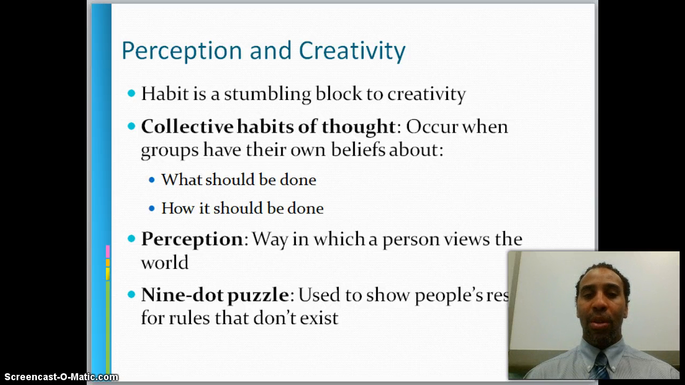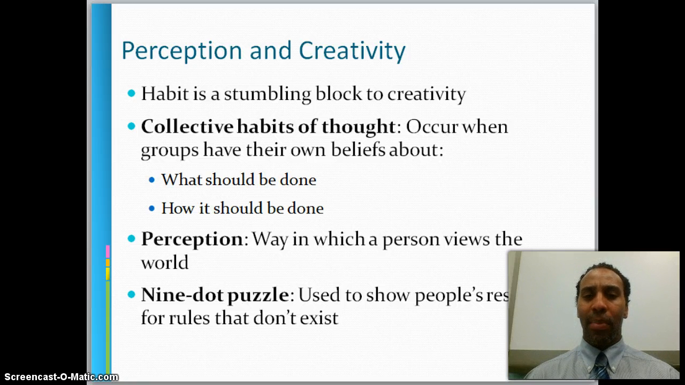Perception is the way in which a person views the world, and like I said earlier, perception is reality. So if someone perceives you as a certain thing, then that's reality. Is that the truth? No, but there's a difference between truth and reality. Reality is what they see it as. So if somebody in the office that I report to sees me as a jerk, that's reality because that's their perception, right? It doesn't matter if I'm a jerk or not, it just matters how they perceive it.